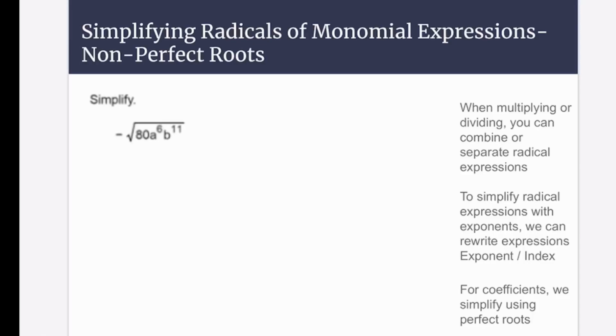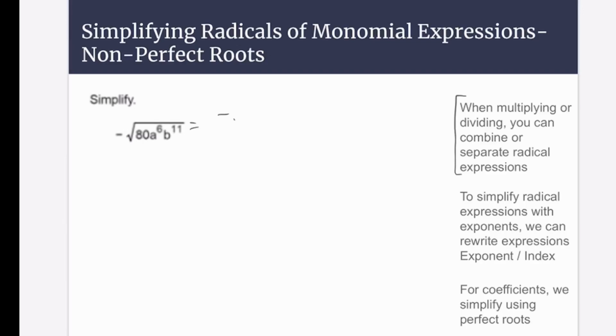So here we're going to simplify radicals of monomial expressions. So we're going to have coefficients, we're going to have variables, exponents, everything we got. The first thing we want to do when we see this is you can actually combine or separate the radicals if there's multiplication or division. So we want to do that first.